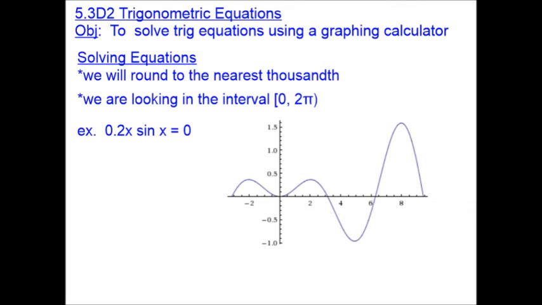Alright, ladies and gentlemen, welcome back to Trig Equations, section 5.3, day 2. Now we're going to be doing these things with a graphing calculator. So the solving equations basics, or at least the directions that we're going to work under here, we're going to round things to the nearest thousandth, so that's 3 decimal places for those of you decimal impaired.